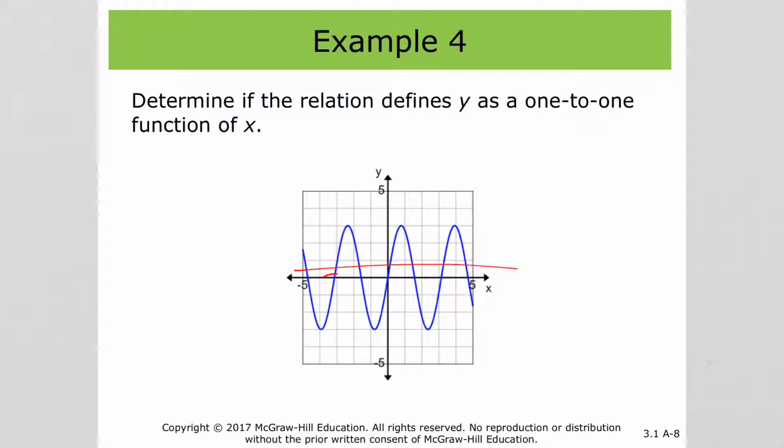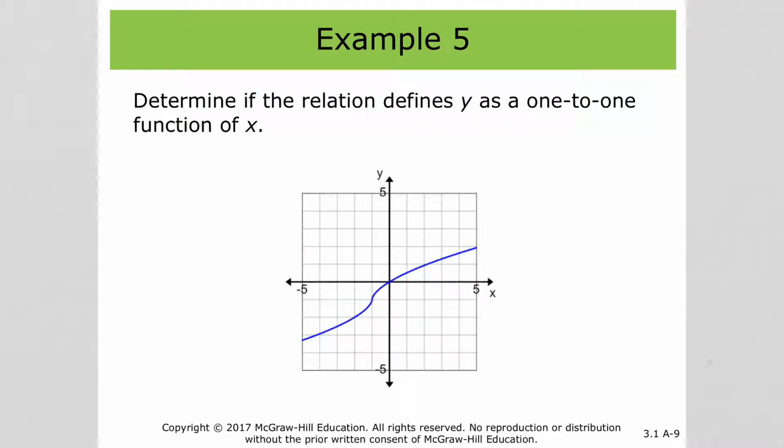Example 4, draw a horizontal line. It's pretty obvious this one is not one-to-one. And here, if we draw a horizontal line anywhere on here, we're good to go. So this function is one-to-one.